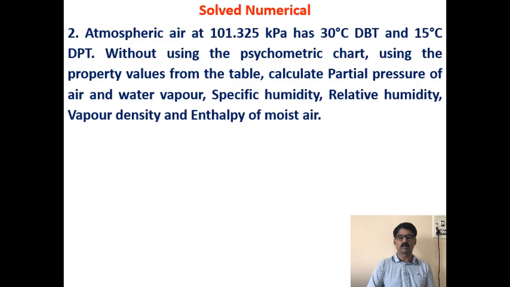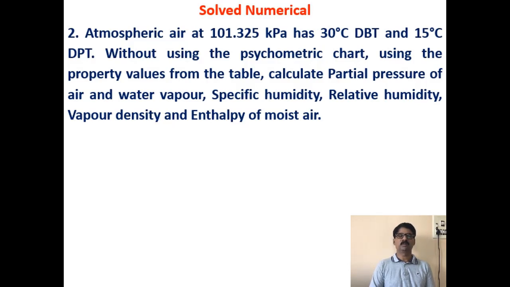Now one more problem. Now let us solve this problem. Atmospheric air at 101.325 kilopascal has 30 degrees C DBT and 15 degrees C DPT. Without using the psychrometric chart, using the property values from the table, calculate partial pressure of air, water vapor, specific humidity, relative humidity, vapor density and enthalpy of moist air.